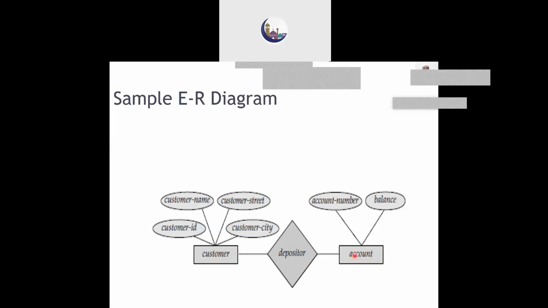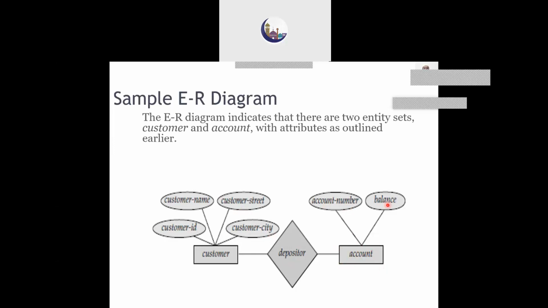These two are linked together using a relationship called customer deposits in account, or customer is a depositor for the account. When I want to describe this customer, I will describe them using the customer ID, customer name, customer's living street number, customer's city. Same way, when I want to describe these accounts, I will describe them using the account number and balance. So this is just a tutorial overview of the ER diagram.